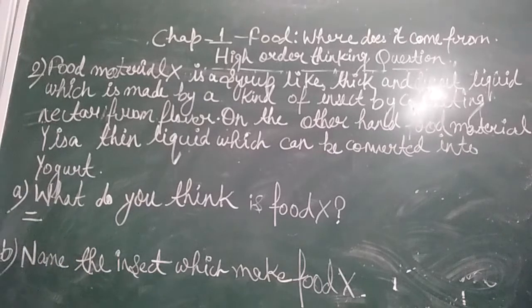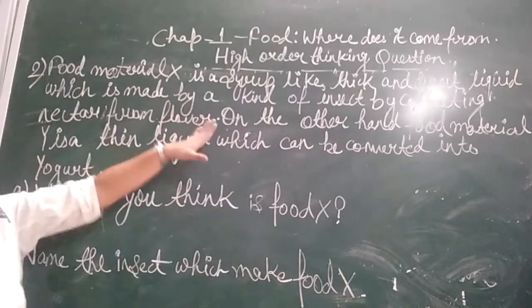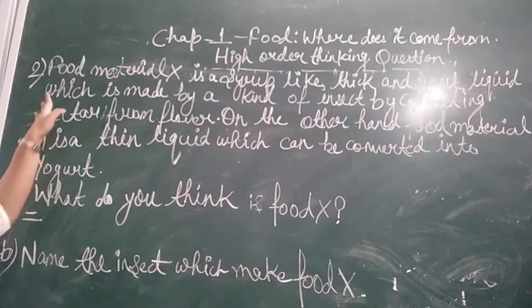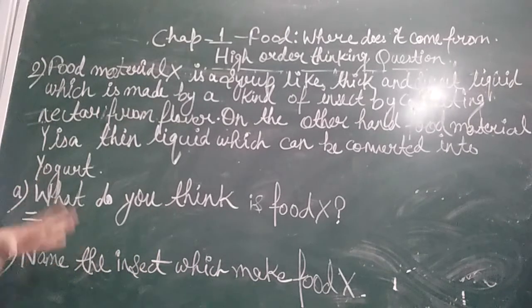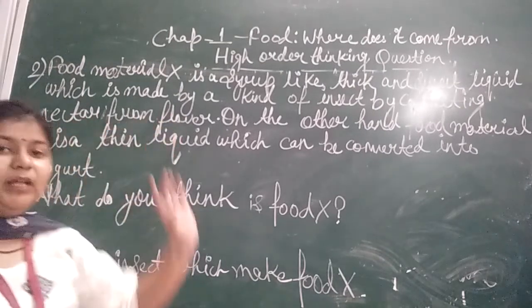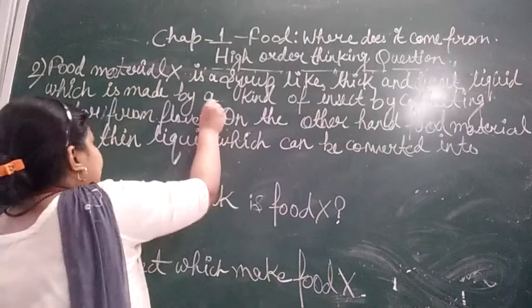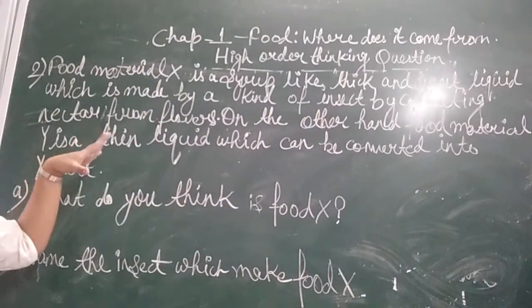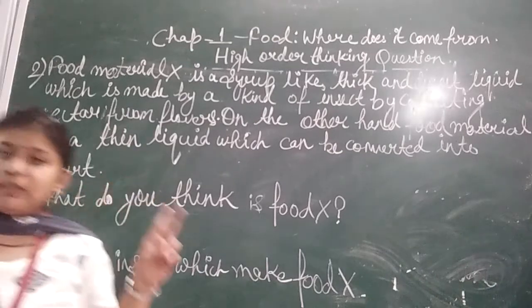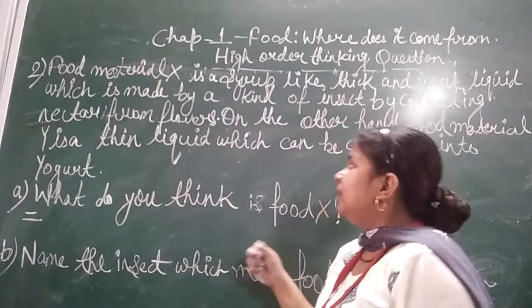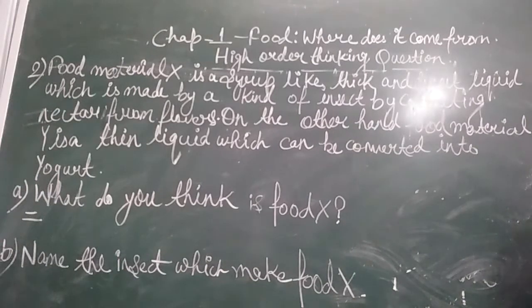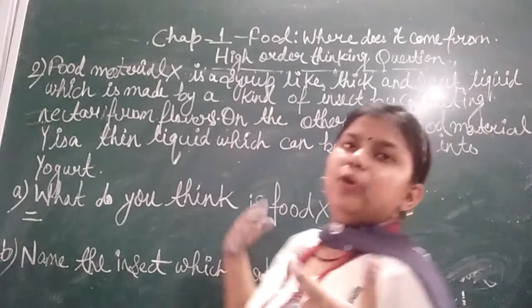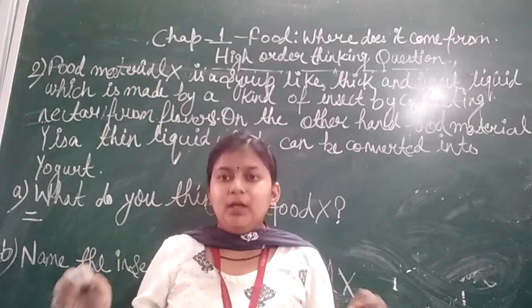Once again I am going to read the question for you guys. Food material X is a syrup-like thick and sweet liquid, which is made by a kind of insect. And how do they make this liquid? By collecting nectar from the flower. So you have to keep in your mind that they make this liquid by collecting the nectar from the flower. Second is, on the other hand, food material Y is a thin liquid which can be converted into yogurt.